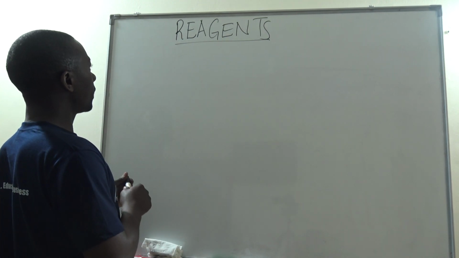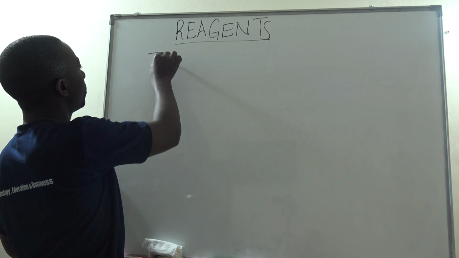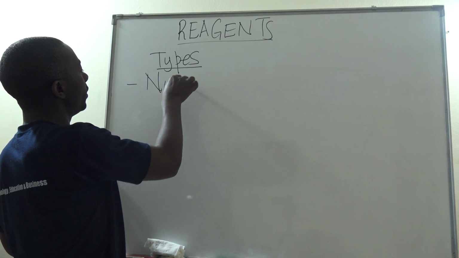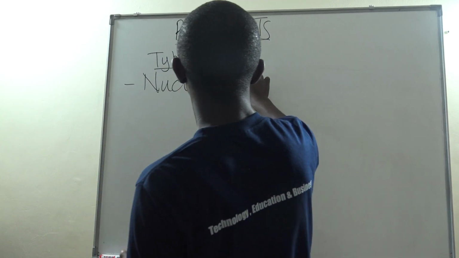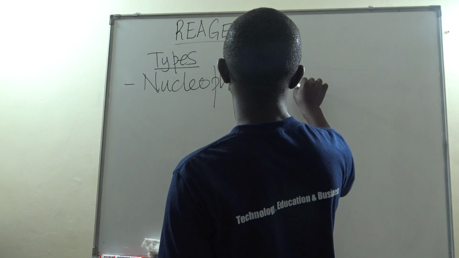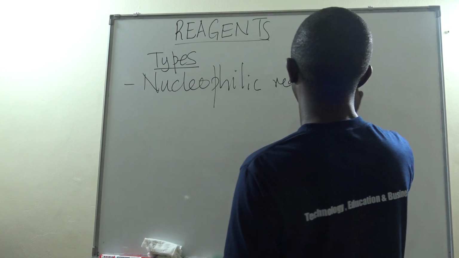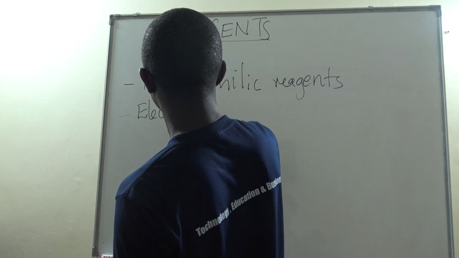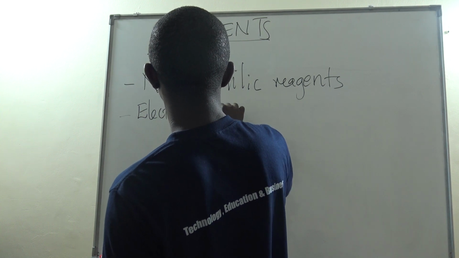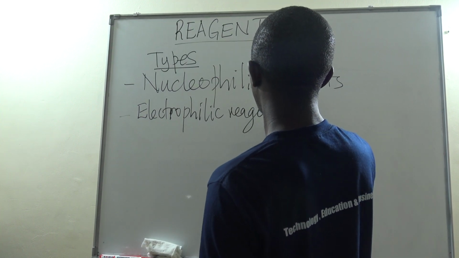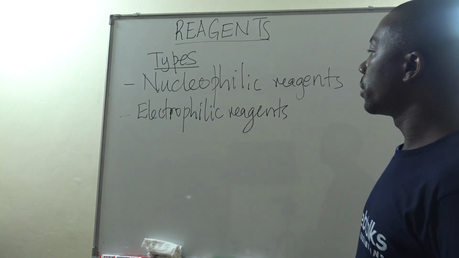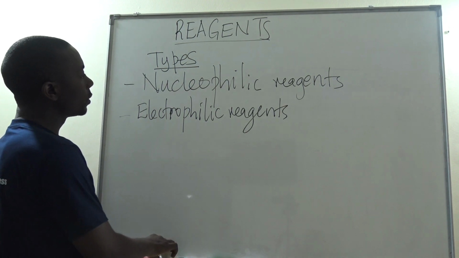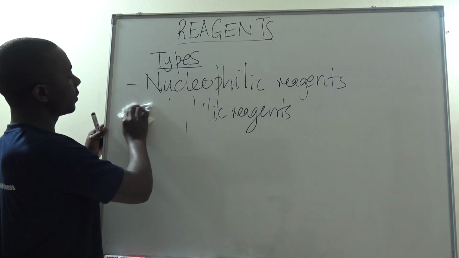Reagents. We have basically got two types of reagents: those that are nucleophilic reagents, and those that are electrophilic. Now, we can start by discussing nucleophilic reagents.